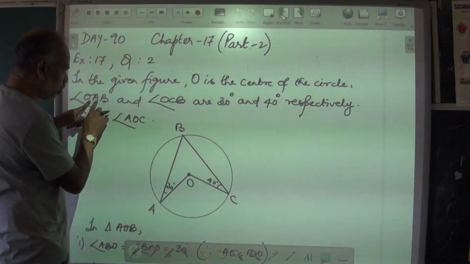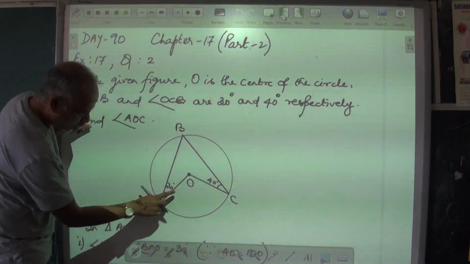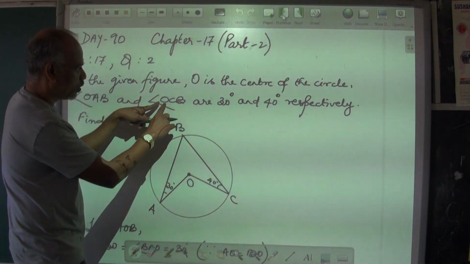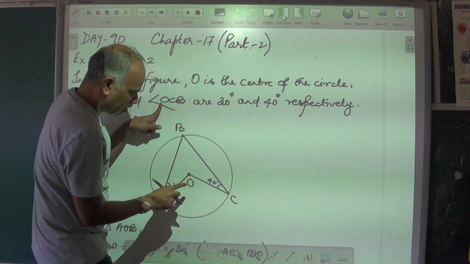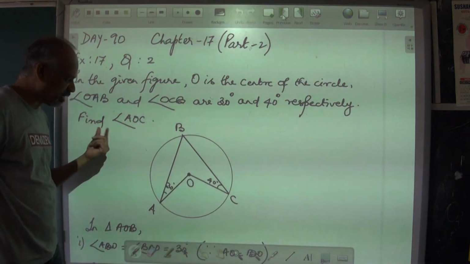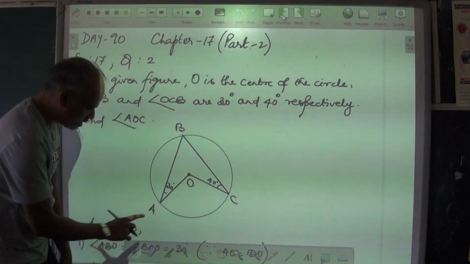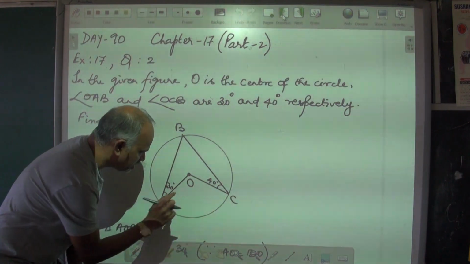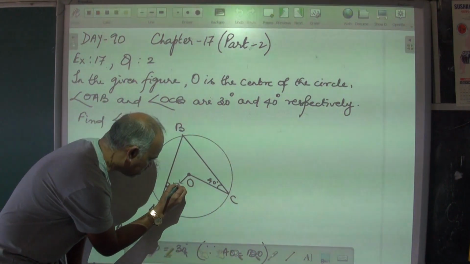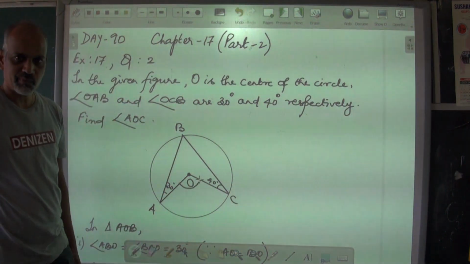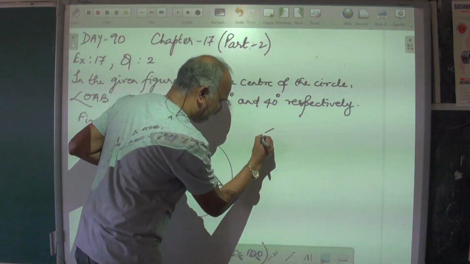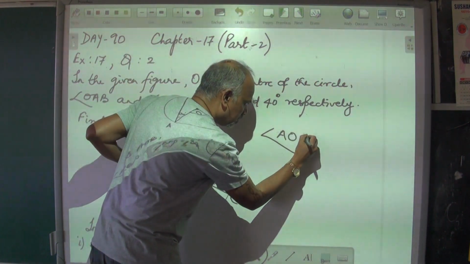Means angle OAB is 30, this much is 30, and OCB is 40. Find angle AOC. Let's mark the angle that we are going to find. Angle AOC, that one. I'll just write which is the angle which we are going to find: angle AOC.